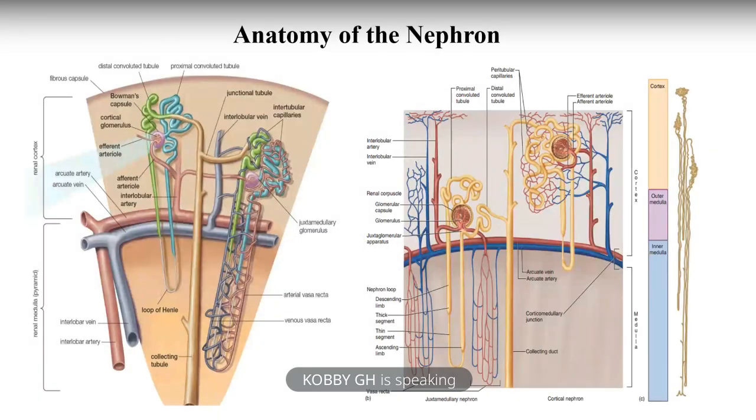So if we ask you what the characteristics of a cortical nephron are: their glomeruli are located deep within the renal cortex, and that's why we call them cortical nephrons. And they are the most common types of nephrons we have in the kidney. Why? They constitute 85% of all nephrons in the kidney. So that is one characteristic of cortical nephrons.